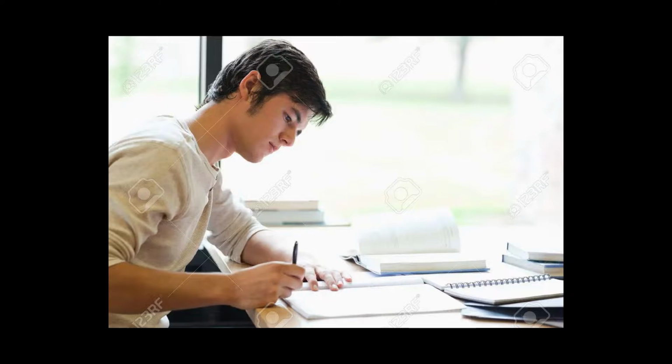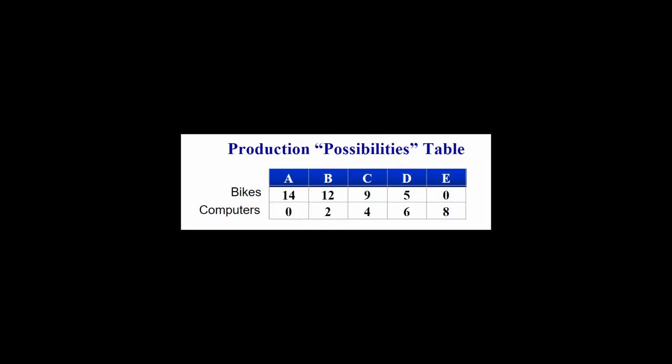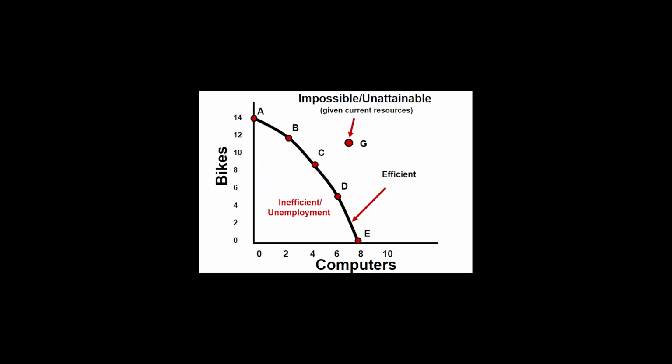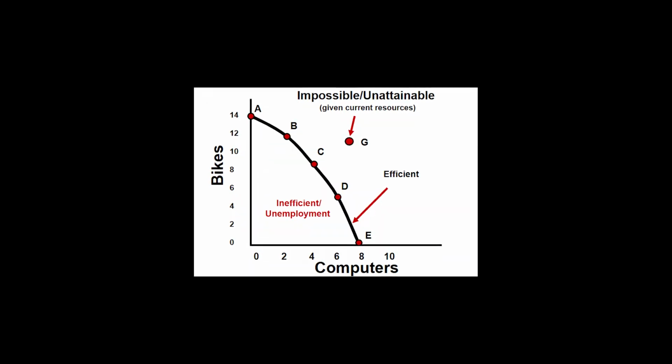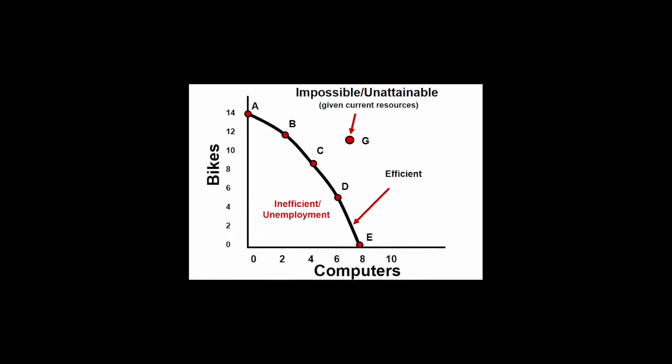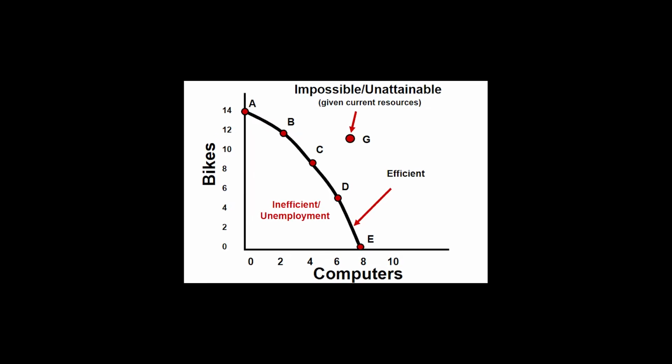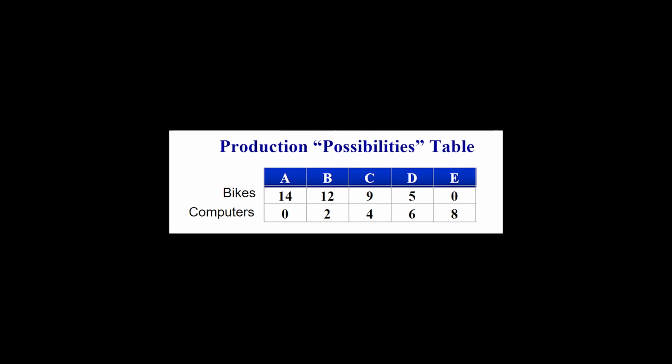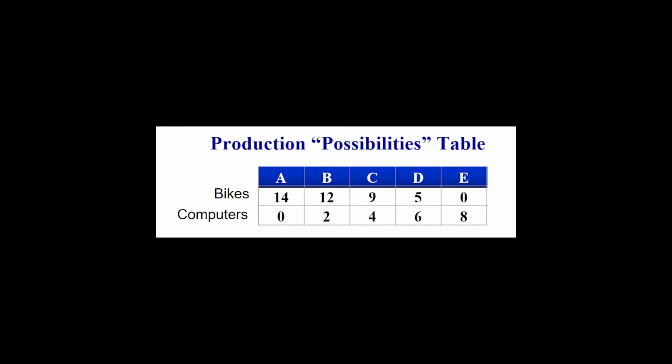When making a production possibilities curve, you'll be given a table with 2 goods and you'll need to graph them. Simple. When looking at the graph, you'll see opportunity cost. The opportunity cost is the item that is being given up for more of the other item. For example, the opportunity cost of B to D would be 7 bikes.